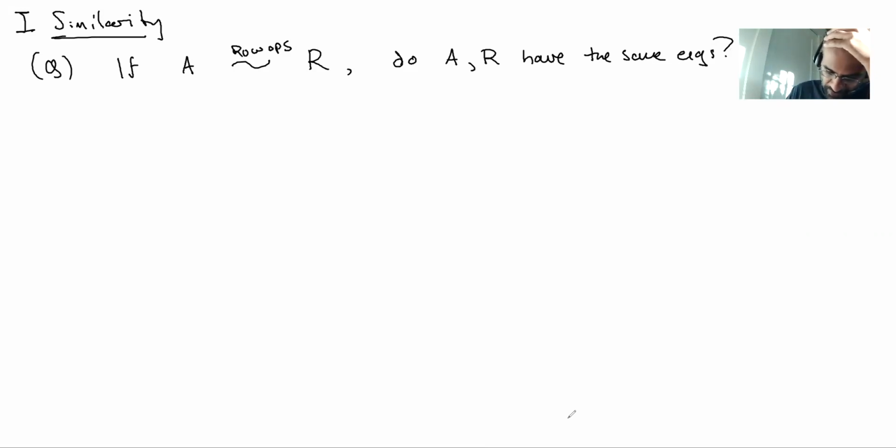You can enter what your opinion is in the chat. Some people are saying yes, some people are saying no. It's not totally clear. You have to think about the examples you know. Majority view seems to be no. Somebody said, I hope so. Yeah, that would have been nice, but the answer is no. Can somebody give me an example of 2 matrices that are row equivalent but don't have the same eigenvalues?